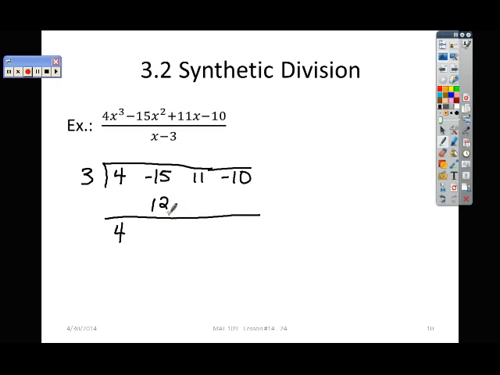Now add that column. And you get a minus 3. Take this number, multiply it times that number, write it up here. 3 times minus 3 is minus 9. Add that column. Take 3 times 2, write it up here. Add that column.